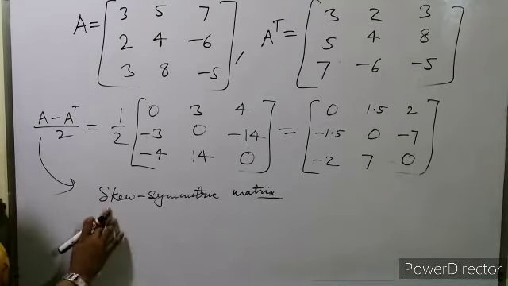That resultant matrix will be called a skew symmetric matrix. Okay. A is Aij, a 3 cross 3 matrix. It is a square matrix and the order of the matrix is 3. Aij is given as 2 into i minus j. By using this, we have to find all elements of the matrix.